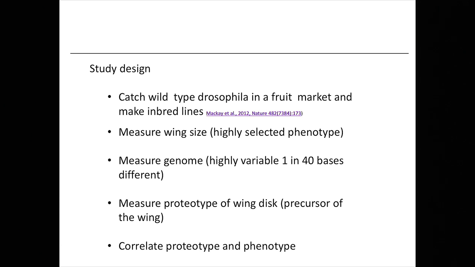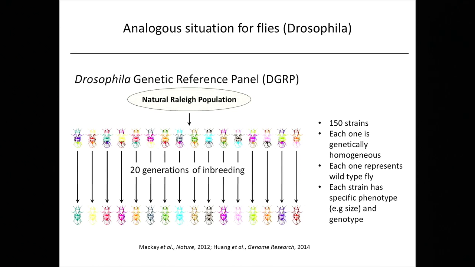And then, this is Sibylle's work, she measured the size and the shape, and Alex Ebhardt and Hiro measured the proteome of this wing disc. These are cells that are put aside to become the wing in the adult fly, and we correlate the two. So this is simply how the data were generated.